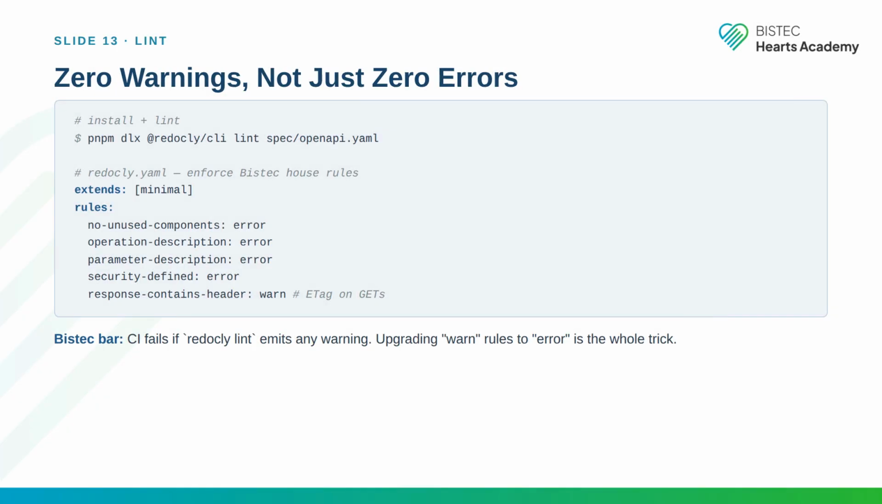Lint with the Redocly command line tool. On screen is the Redocly YAML config. Extend the minimal preset, then upgrade every rule you care about from warn to error. No unused components as error. Operation description as error. Parameter description as error. Security defined as error. Response contains header as warn for ETag on GETs. BISTEC bar: CI fails if the lint emits any warning. Upgrading warn rules to error is the whole trick.